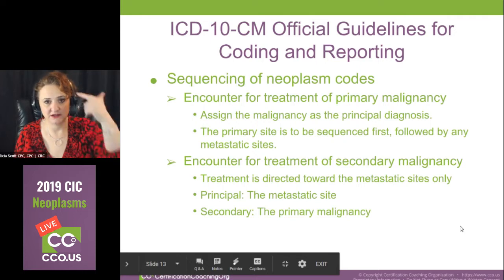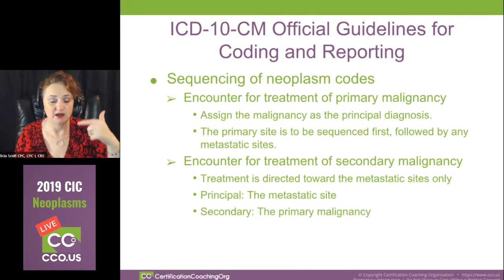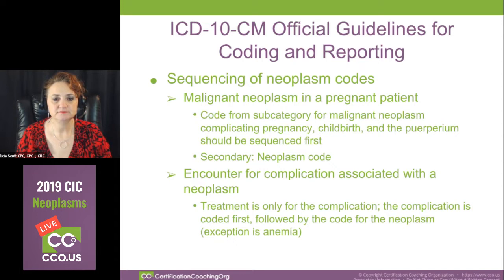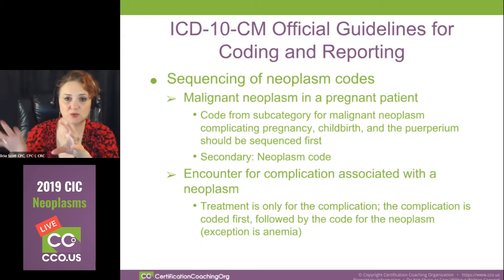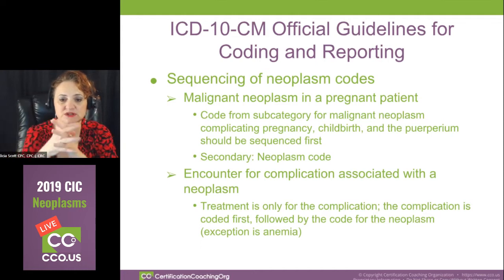If, again, it's the brain cancer that's being treated because it's radiation therapy, then we're going to sequence the secondary code first. Let's throw something else in there. What happens if you have a patient that's pregnant and has a malignancy? Well, everything changes for pregnancy. Pregnancy is its own little world, over there in the O codes.